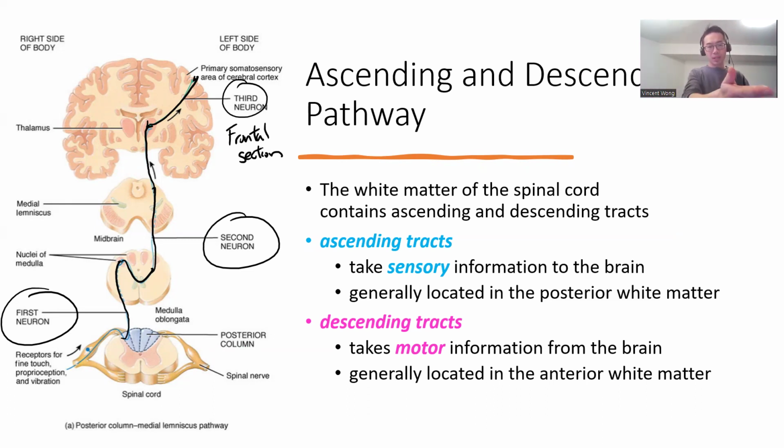So this blue path here shows the ascending tract. It consists of sensory information located at the posterior white matter, whereas the descending tract is opposite, it carries motor information, right? I hope this makes sense. Okay, next slide.